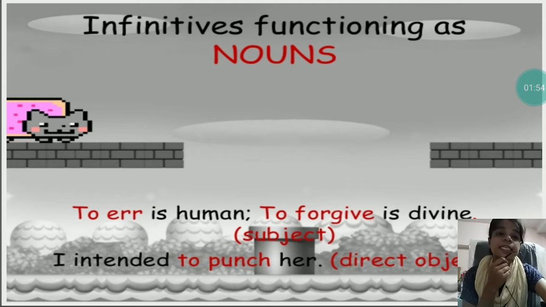Now, in the second sentence, I intended to punch her. Here, I is the subject. Now, to punch her is the direct object. So, in this sentence, to plus verb, means to plus punch, is used as the direct object.